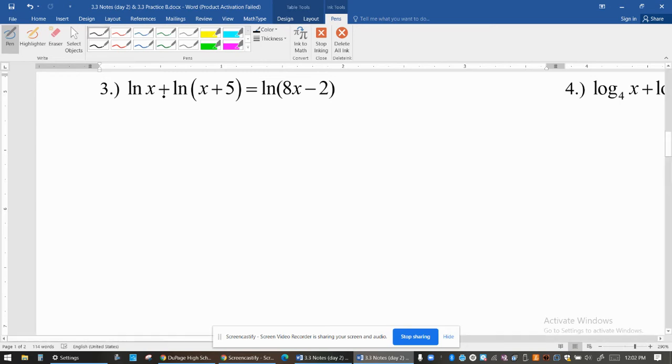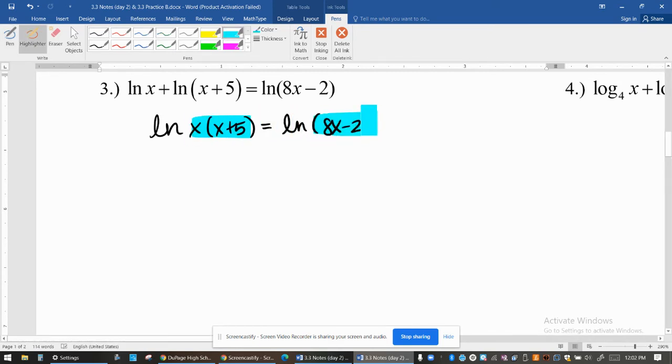Okay, for the next one, I see that I have addition of two logs. That can be rewritten as a product. I can condense those. I can use the uniqueness property. They're both natural logs, right, ln. And according to the uniqueness property, if the logs on both sides are the same type and they're equal, that means their arguments are equal to each other too.